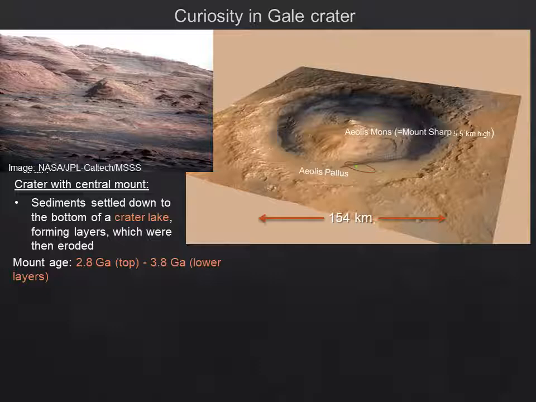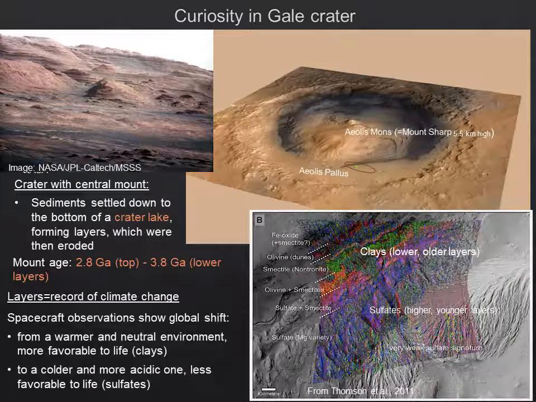Therefore, what the layers of this mound represent is a record of the geological history of a crater and a record of the effect of climate change on Mars between 3.8 billion years ago and 2.8 billion years ago. Now, when the Curiosity rover explored the crater, it confirmed those interpretations that were made from orbit and also made several new discoveries.